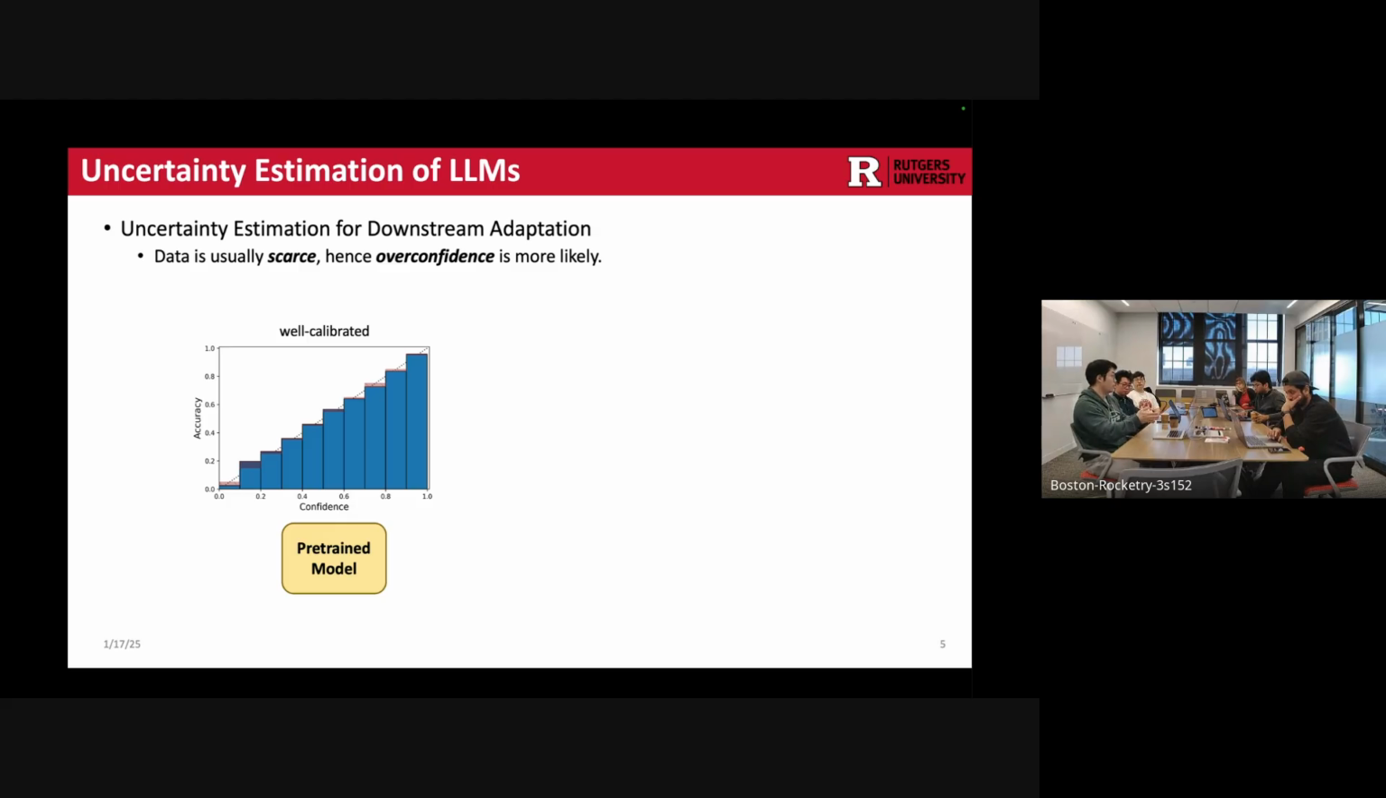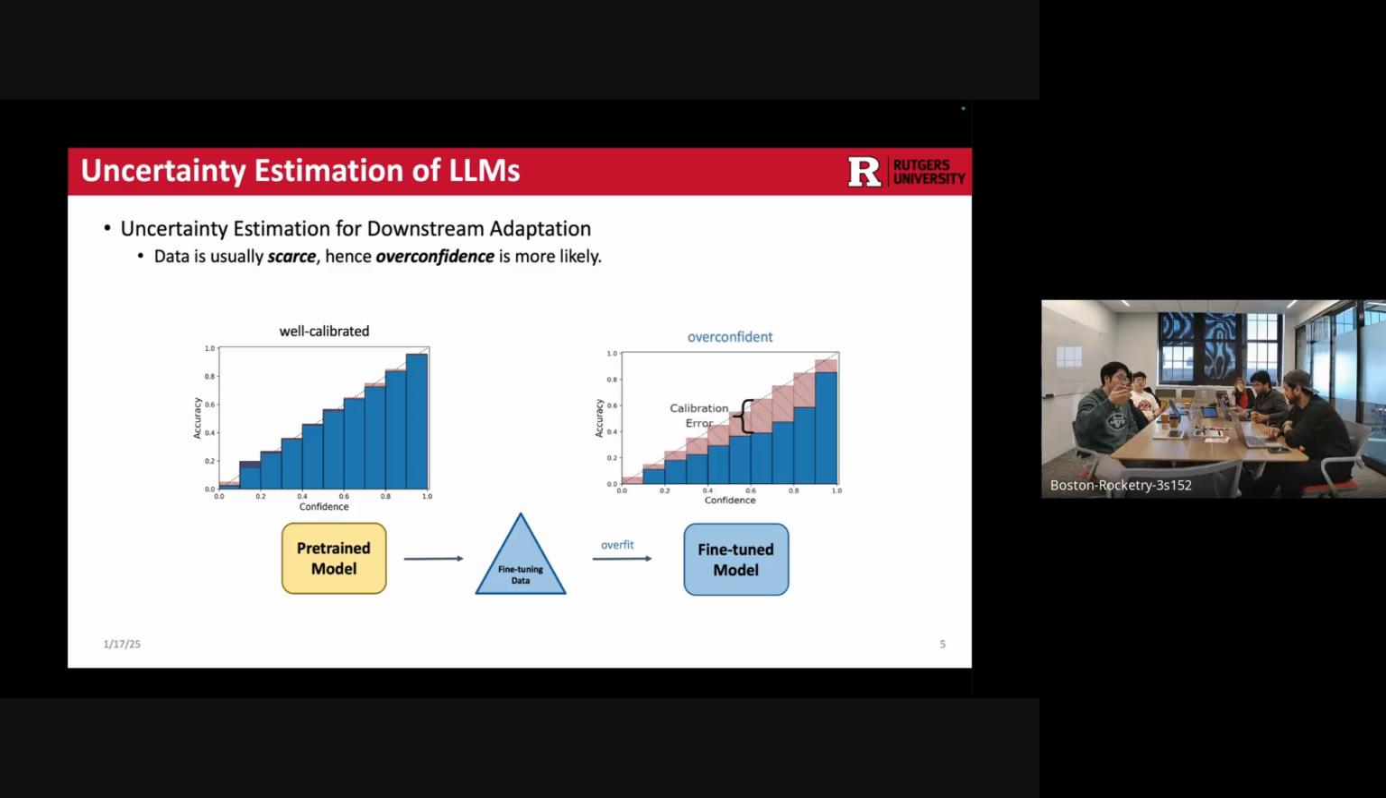If you bin the confidence score produced by the model, and then estimate the accuracy in each bin of this confidence score, you have this calibration graph, so you can take a look at it. So even if the pre-trained model is well calibrated, if you do the fine-tuning, it will quickly overfit. Then this calibration error will be an apparent issue for the model.